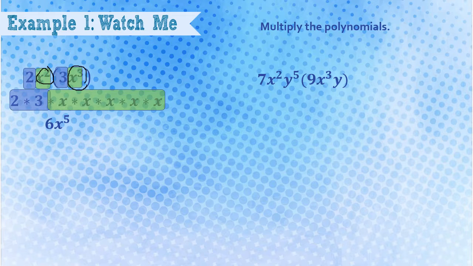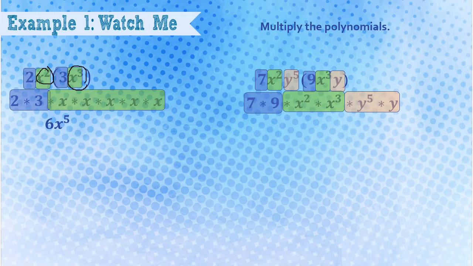Another example, this one's got a little bit more detail. I have 7 times x squared times y to the 5th, and then times 9 times x to the 3rd times y. So again, we're going to highlight the parts that are the same that I can combine. So the 7 and the 9 are my coefficients, and then we look for the variables, the same letters. So x squared and x to the 3rd, and then I look at my y's. I have y to the 5th and y, and I put it all together.